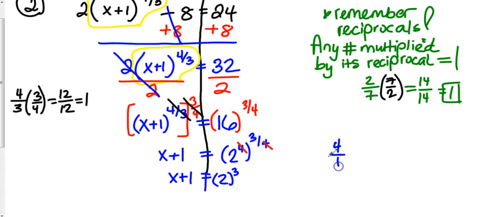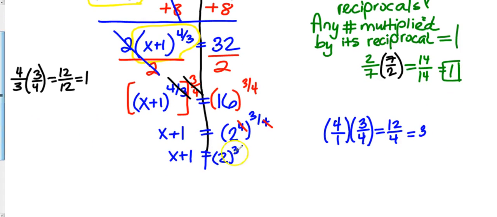And in case anybody was wondering where or why I was able to do that, 4 is technically 4 divided by 1. So when I do 4 divided by 1 times 3/4, you can see here the 4's will cancel. Or, if you're still not sure, 4 times 3 is 12. 12 divided by 4 is 3. 4 times 3 is 12. 1 times 4 is 4. That's where the 3 came from.